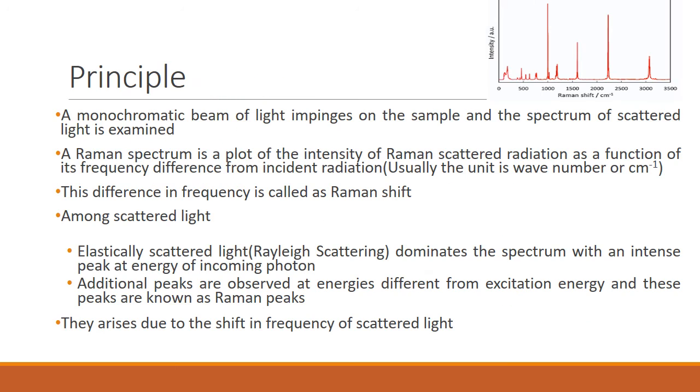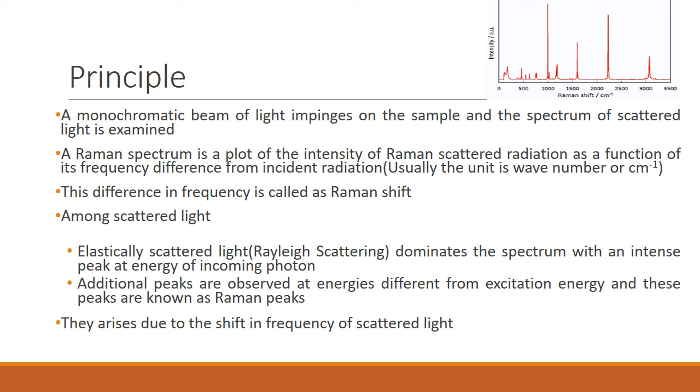Now, what is the basic working principle behind it? Here you will have a monochromatic beam of light which is impinged on a sample, and a spectrum of scattered light is examined. So due to the interaction of the monochromatic laser beam with the matter, a spectrum of scattered light will be obtained.